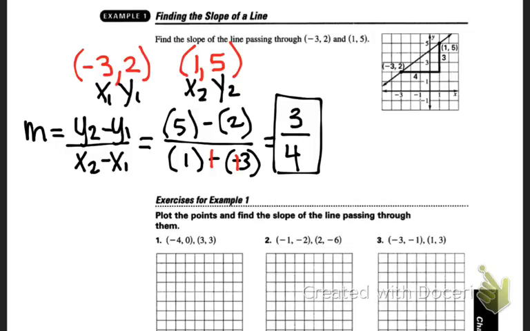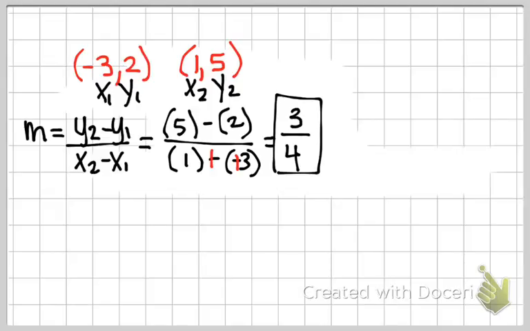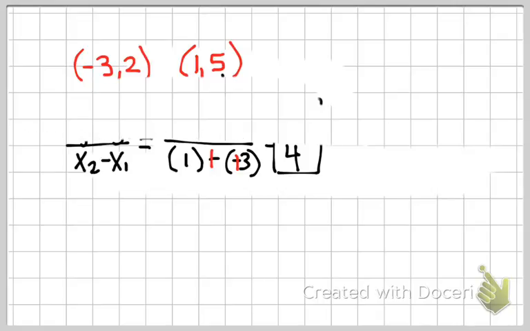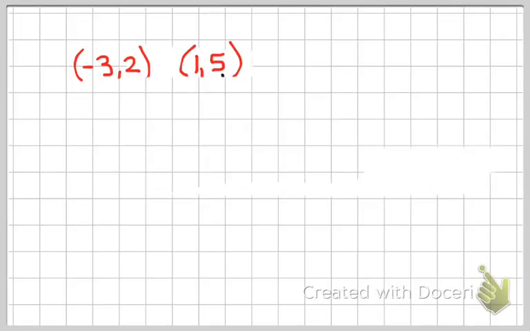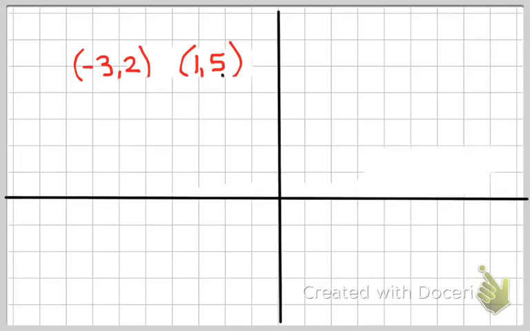Let me show you one other way you could do this, using rise over run. I'm going to graph this on a coordinate plane. So I'll have my y-axis and my x-axis, and I'm going to plot these two points. (-3, 2) and (1, 5). Okay, let's connect these points.